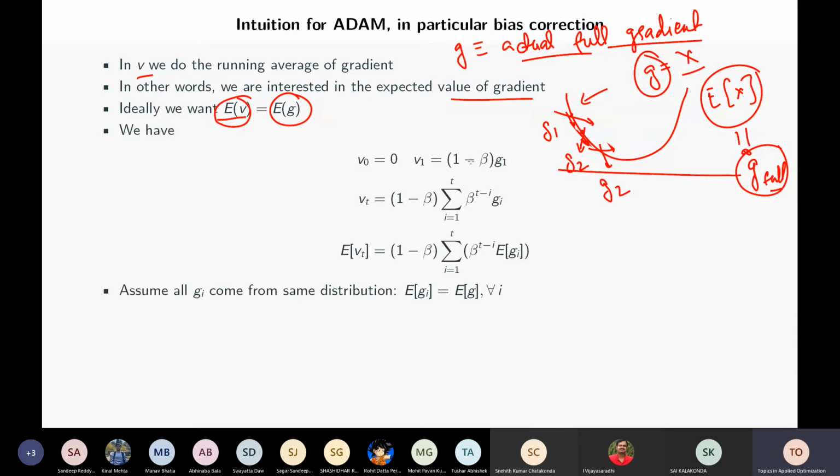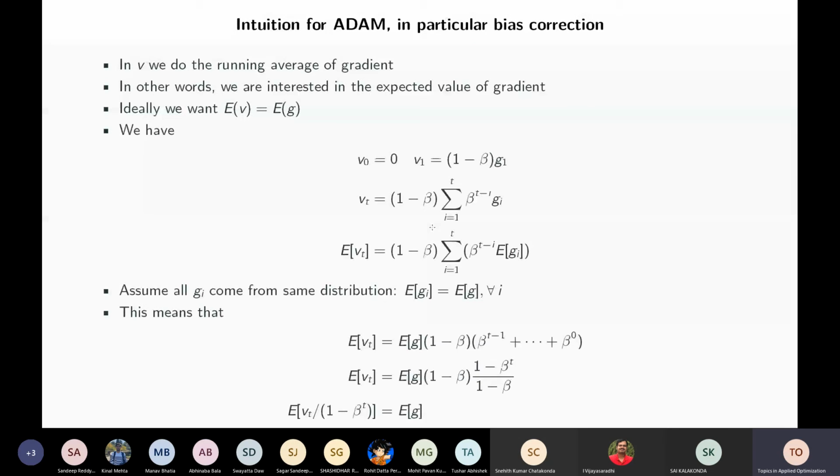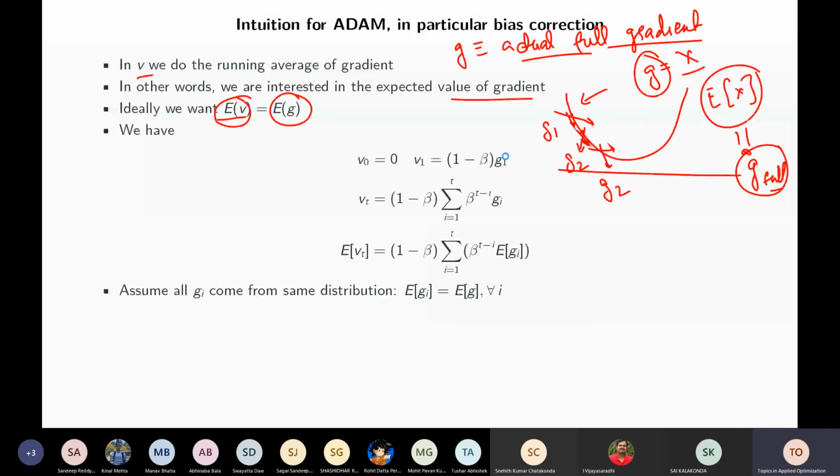Okay, so that's because V is 0 initially. So V1 will be 0 plus (1 minus beta) times G, let us say that is G1, right? And then similarly, we do the computations. Vt at the t-th step will look like this. If you solve for that recursion, you will see that this is the pattern it will have.